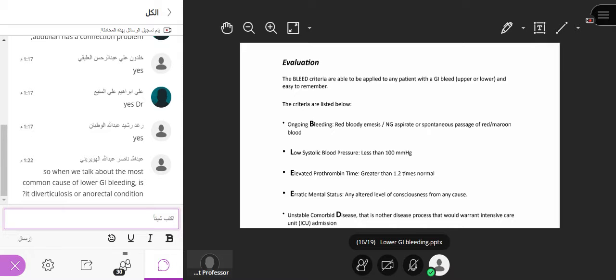And there is unstable comorbid disease, like hypertension is not controlled, diabetes is not controlled, and infective diseases are there, other systemic diseases, medical diseases which are not under a stable condition. So if you find such patients, they require ICU admission. Why do we go for ICU admission?